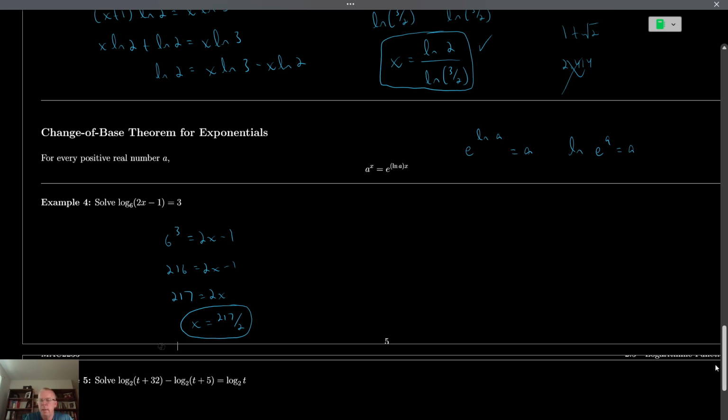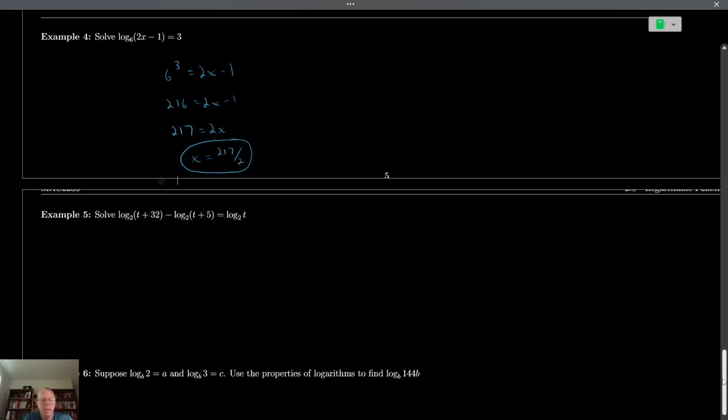All right. Next one, we have log base 2 of t plus 32 minus log base 2 of t plus 5 equals log base 2 of t. Now what we cannot do is cancel out these logs. If you have multiple log expressions on one side, you cannot cancel them out. You've got to combine these first. So we have the subtraction, so let's combine these with division: t plus 32 over t plus 5. And that equals log base 2 of t.